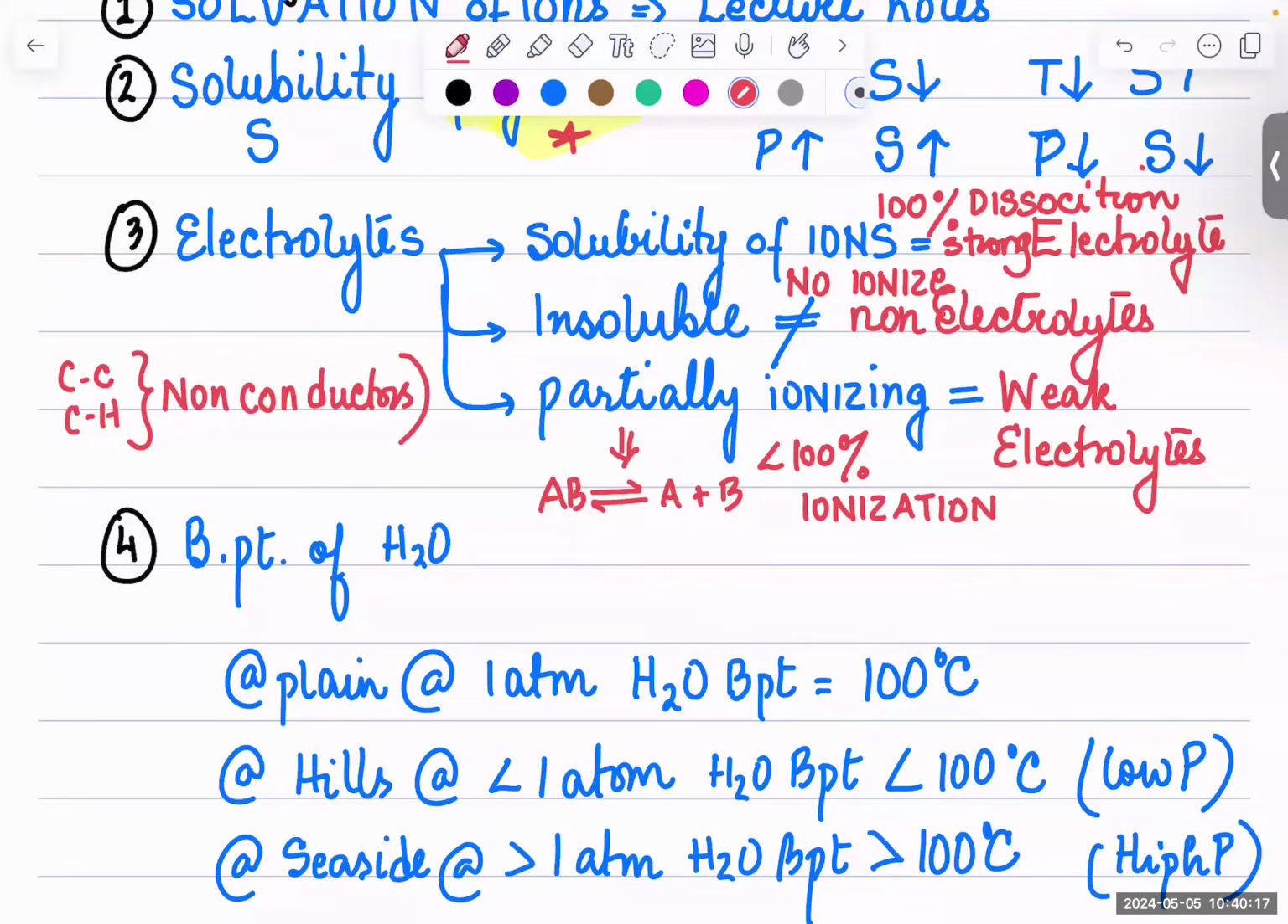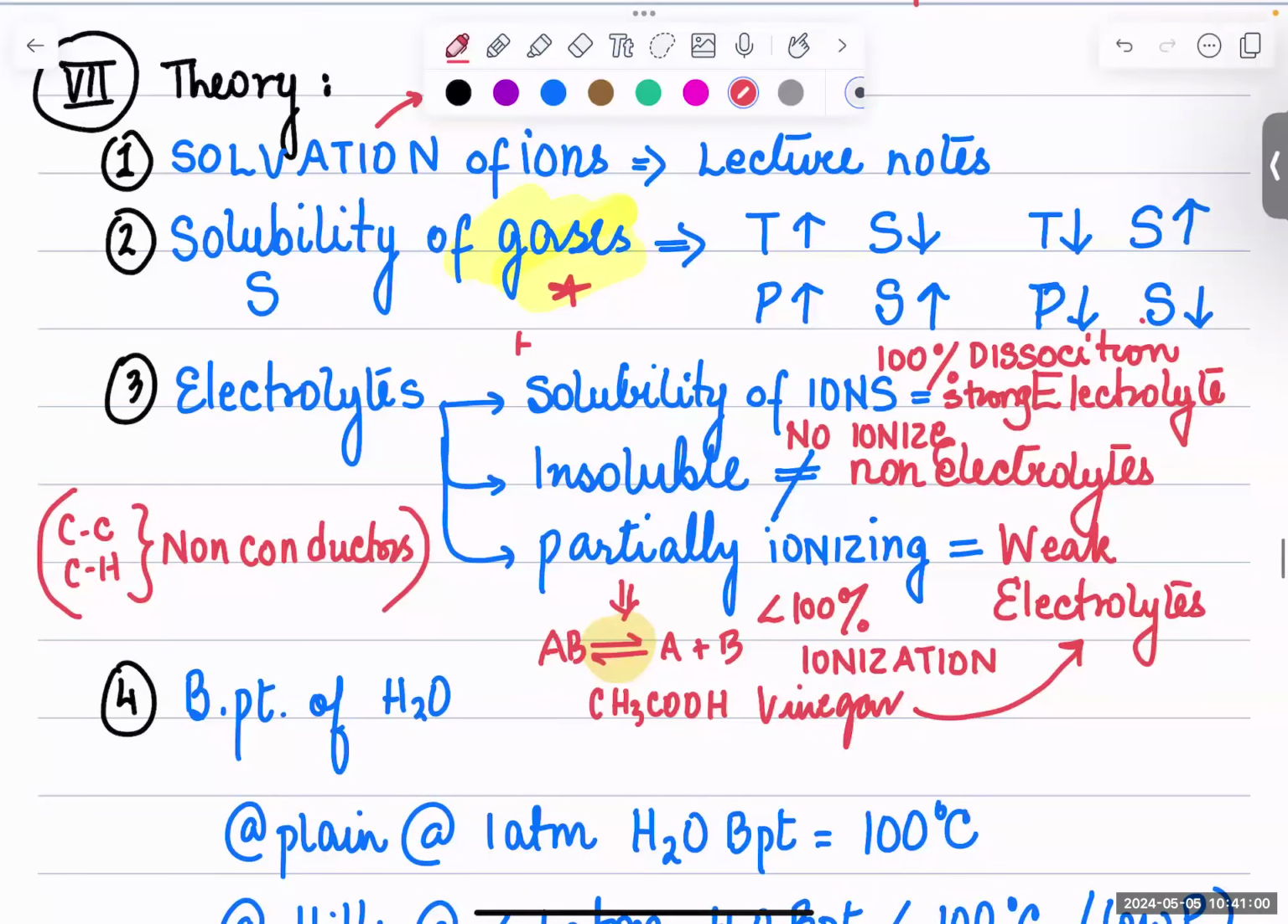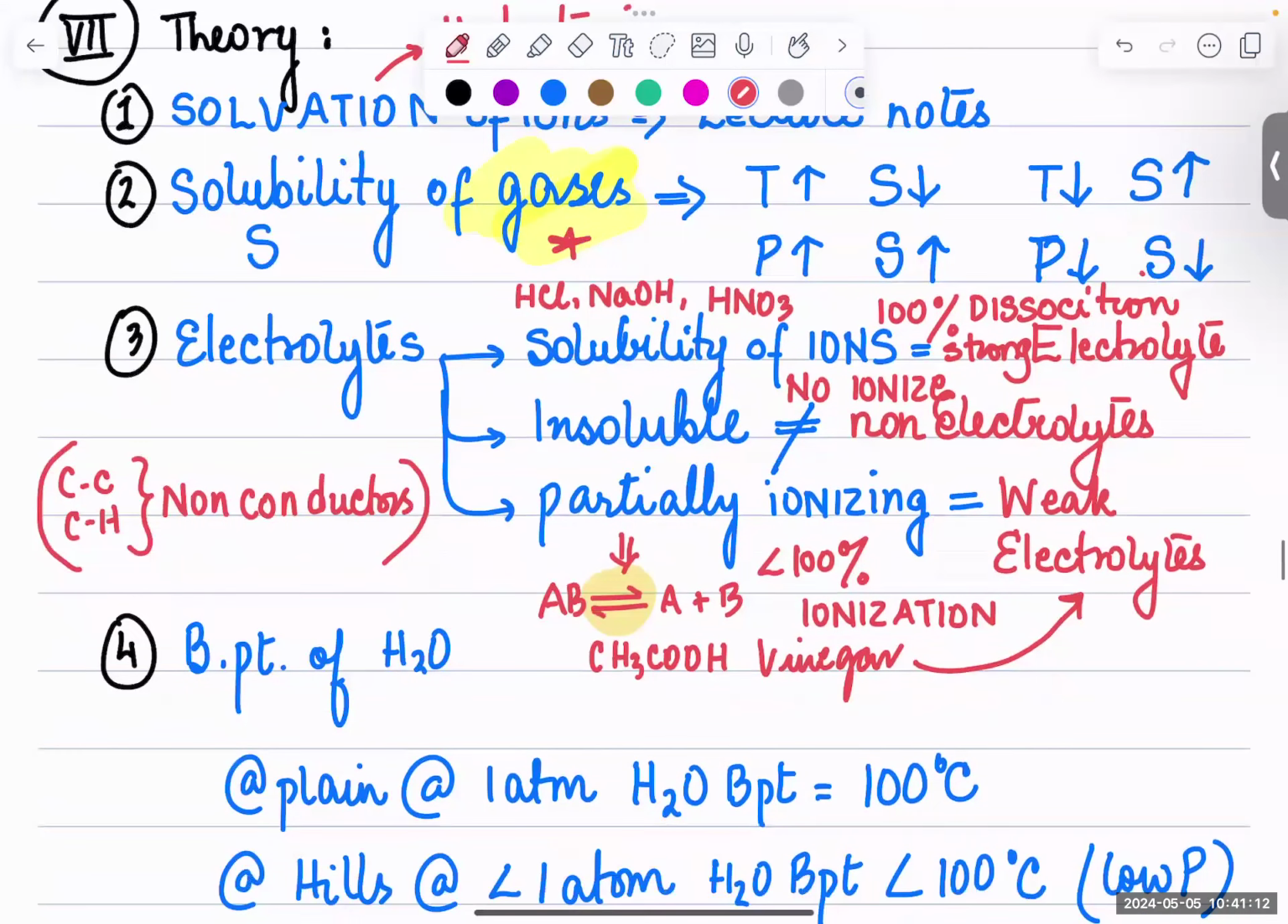All right, so this is just one piece. The rest you have to see whether they are partially ionizing. The trick is you will see the equilibrium sign, partial, which is less than 100% ionization. Just to give you an idea, CH3COOH is vinegar. This is partially soluble, so it will be a weak conductor, a weak electrolyte. But HCl, NaOH, HNO3 are very strong electrolytes.